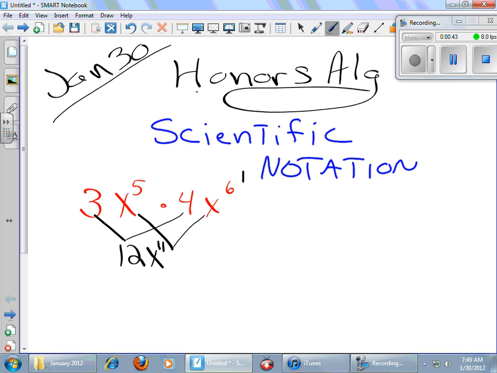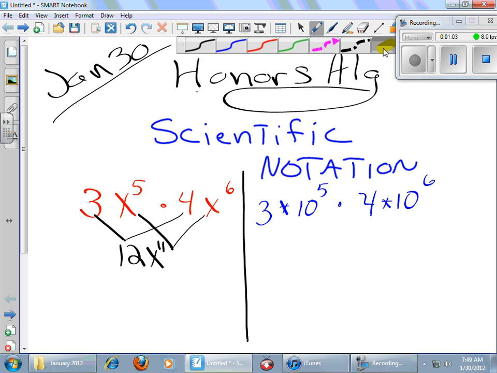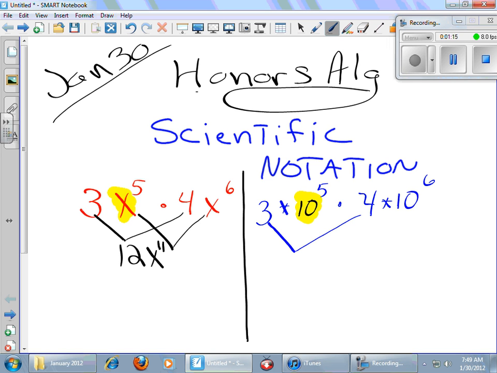This problem that I'm going to write up in blue is the same exact problem with different numbers. 3 times 10 to the 5th times 4 times 10 to the 6th. It's the same exact problem, only it's like the variable x has been replaced by a 10. Since it's the same thing, we're going to do it the same way. Now, I'm going to do 3 times 4, and I'm going to get 12.